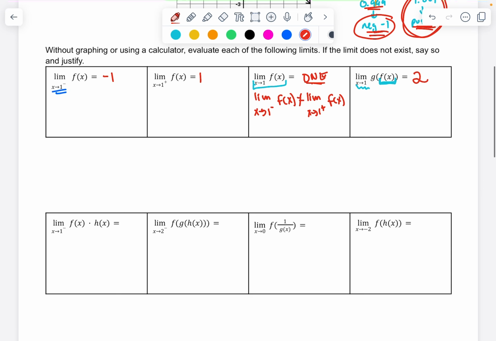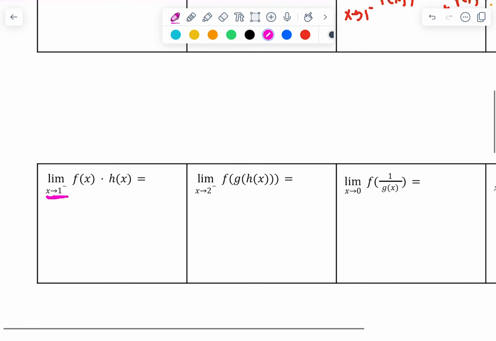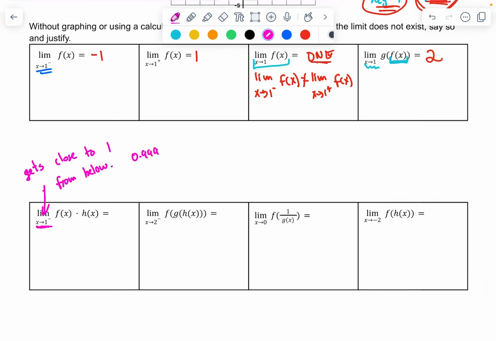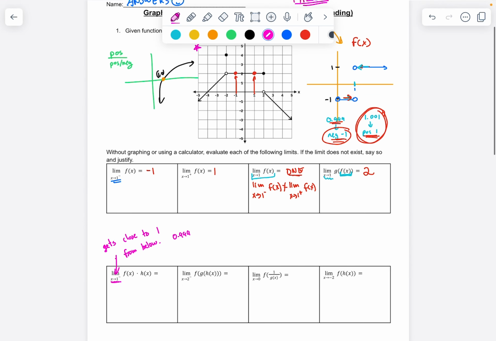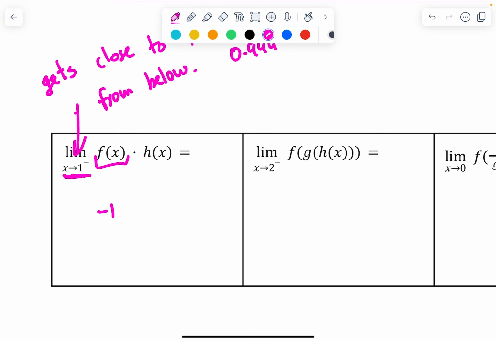Let's look at some more examples. Limit as x approaches 1 from the left of f of x times h of x. Okay, so as x approaches 1 from the left, we have to interpret this as getting close to 1 from below, meaning we want to think about like 0.999, whatever. But we're getting closer to 1 from less than 1. And so as far as f of x is concerned, getting close to 1 from less than 1, here's our input of 1, it's down here at negative 1. So this part of it is going to be negative 1.